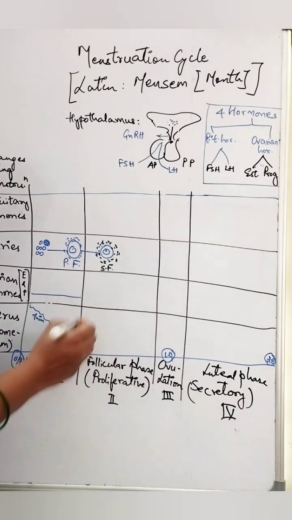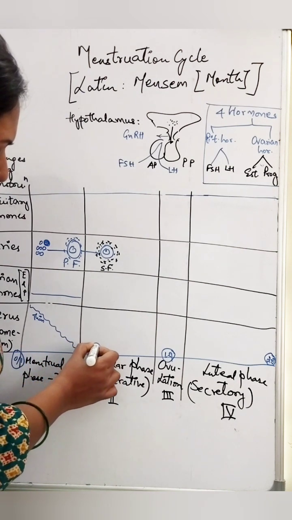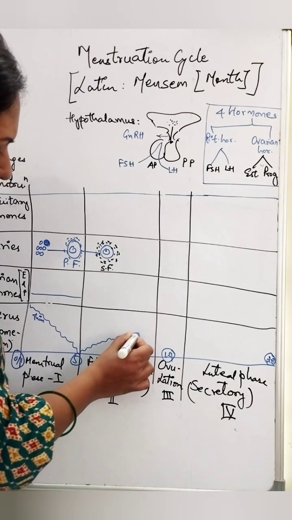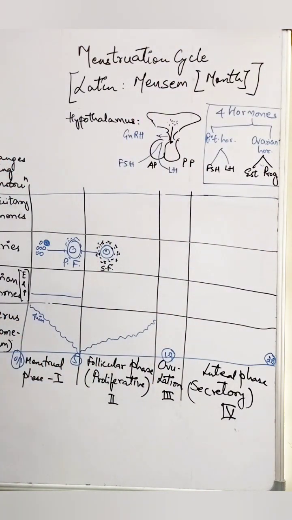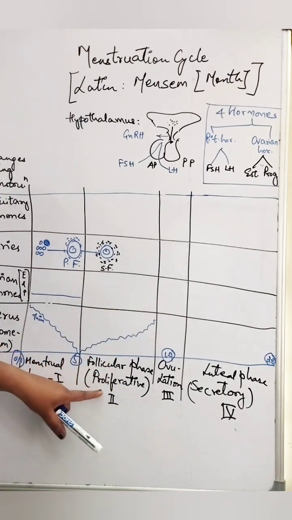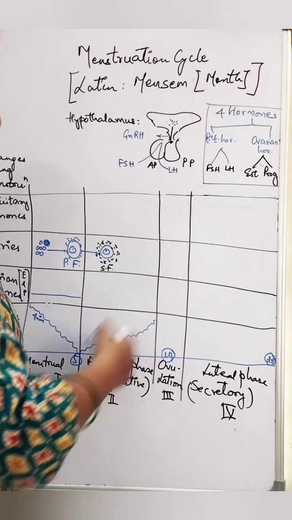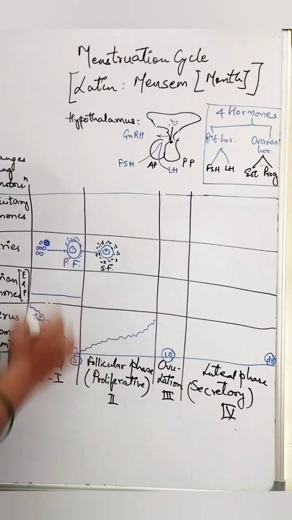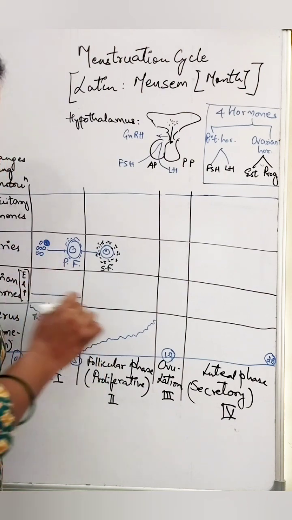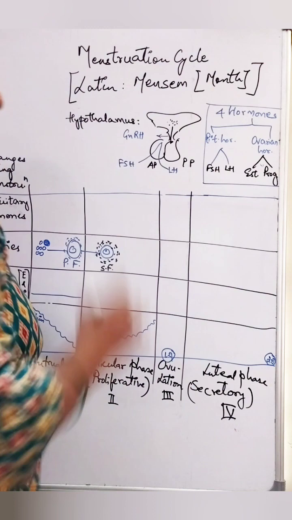So I will draw here. Again the uterus lining is becoming thicker and thicker and thicker. It just begins to become thick. So during the follicular phase, the uterus will undergo proliferation. That is why another name is proliferative phase. Proliferative phase is because the uterus is undergoing proliferation. So the uterus lining will undergo thickening. This is the minimum thickness seen here, and slowly, gradually, this is the maximum thickness.